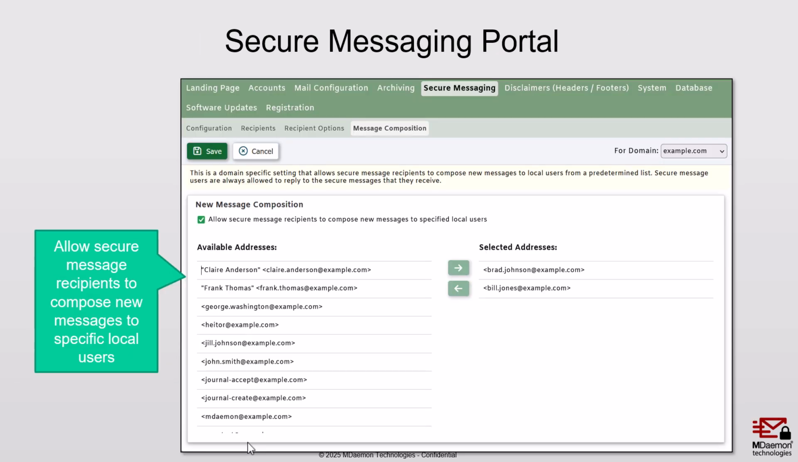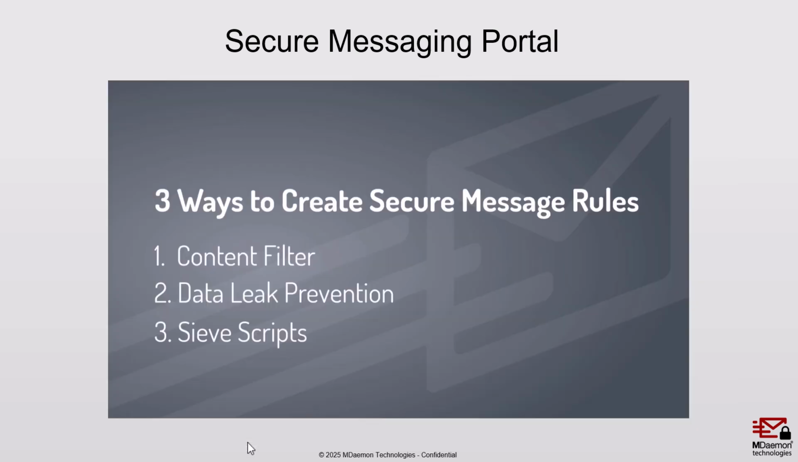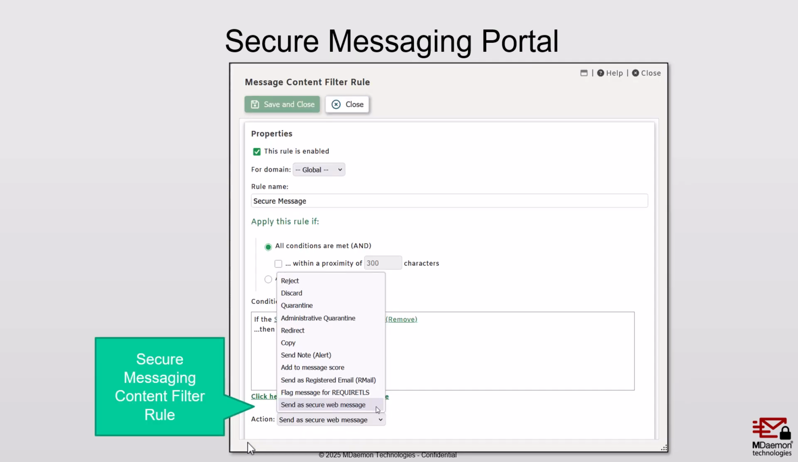And using the message composition options, secure messaging recipients can optionally compose new messages to specified local users, which you select here. Now, Security Gateway determines whether a message should be sent via the secure messaging portal using rules. They can be content filter rules, data leak prevention rules, or sieve scripts. For example, if we create a content filtering rule that looks for the word confidential in the message subject, then you can choose under the actions pop-up menu, as you see here, send as secure web message.